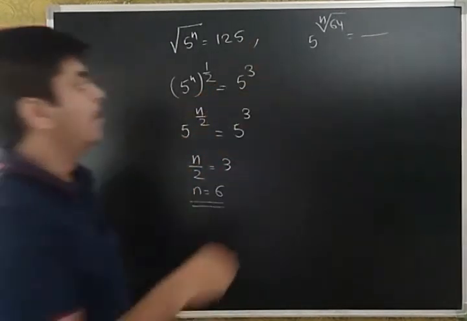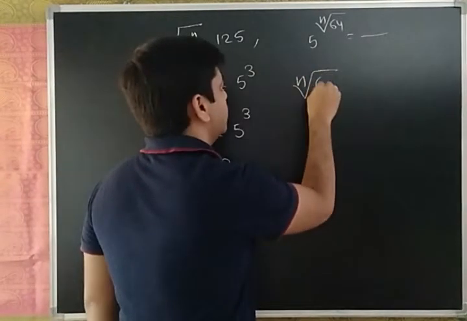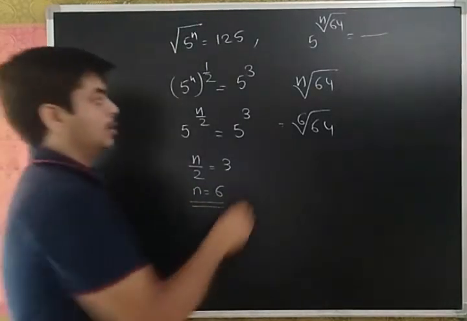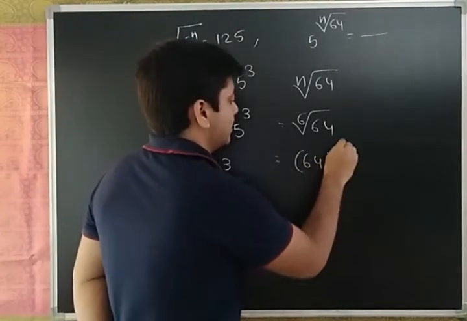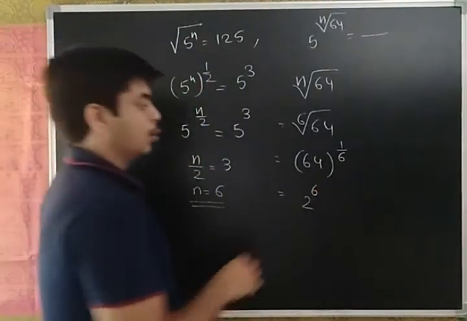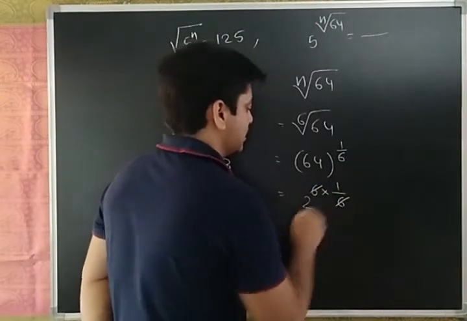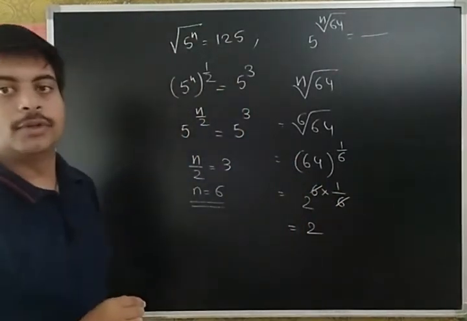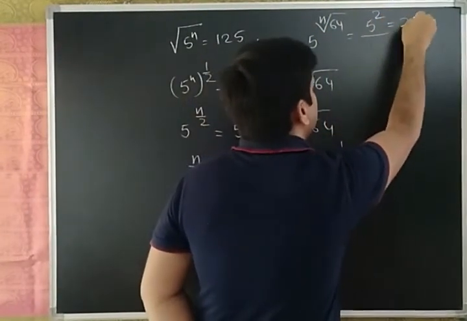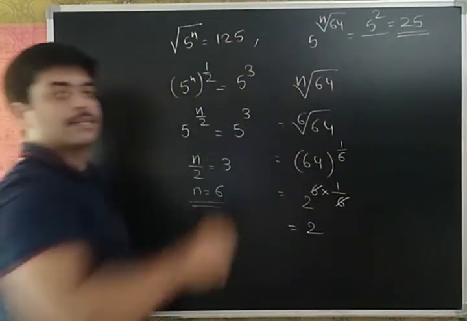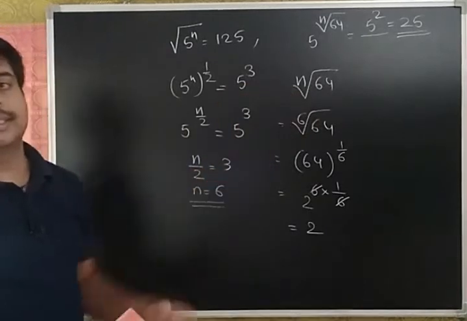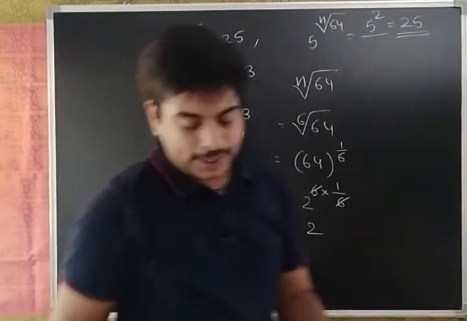So substitute there. Let us first find nth root 64, that is 6th root 64, as n is equal to 6. So it is 64 whole power 1 by 6. Remember that 64 is 2 power 6, so 2 power 6 into 1 by 6. These two get cancelled and we will be left with 2. So it is 5 power 2, that is 5 square, and the answer is 25. So from here you need to find n and substitute in the second equation. Let us quickly have a few more questions.